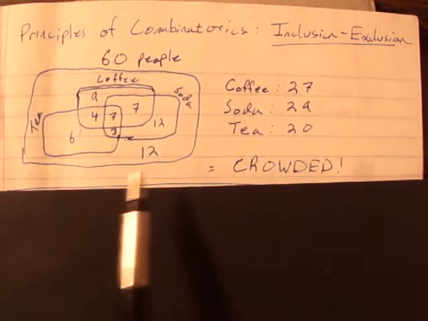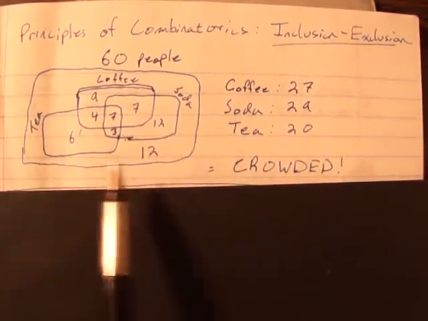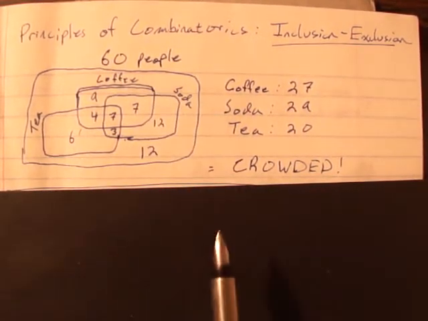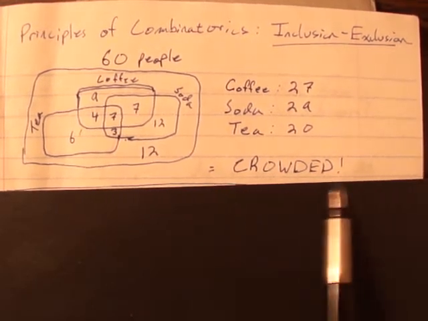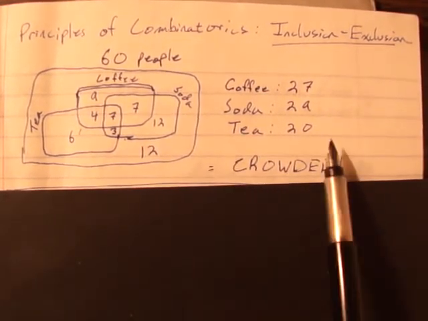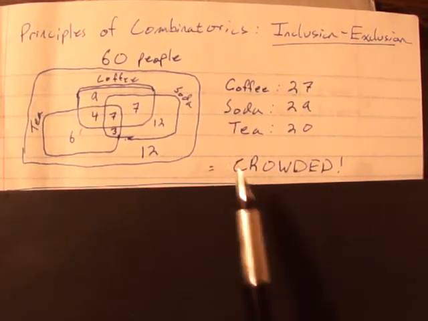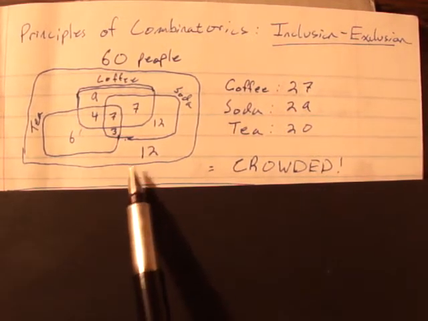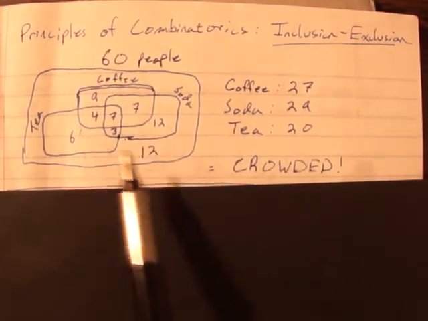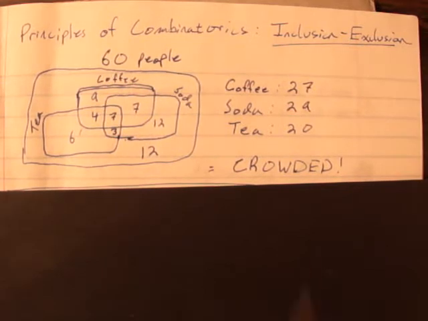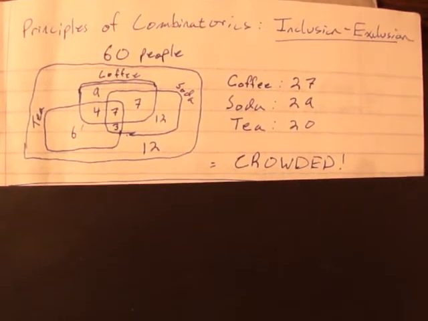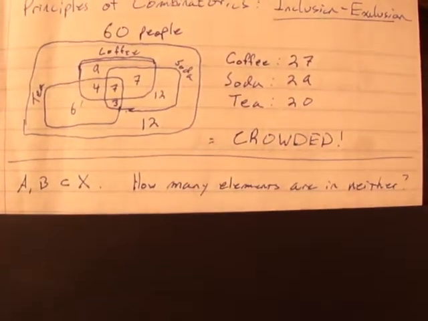So this is nice, and it's easy to look at and intuitively understand, but it's a little crowded, especially if there were a fourth category here, like green tea drinkers or something. It would be difficult to draw in another bubble, and so it would be nice if we had a method for doing the same sort of thing that didn't rely on our ability to draw nice looking Venn diagrams, and that's where the set theoretic approach comes in.